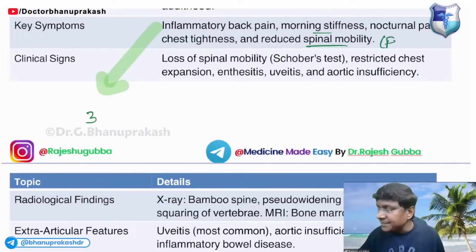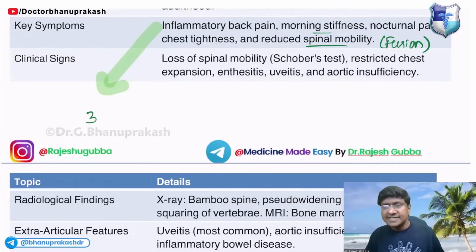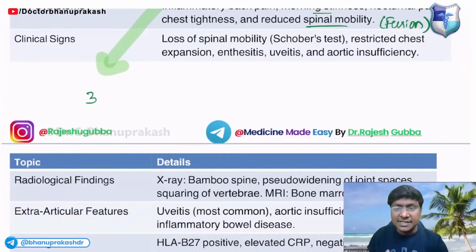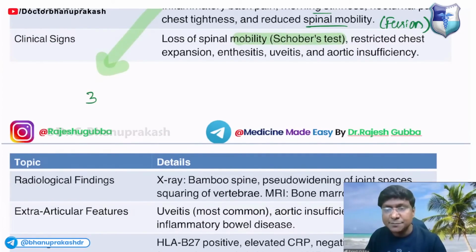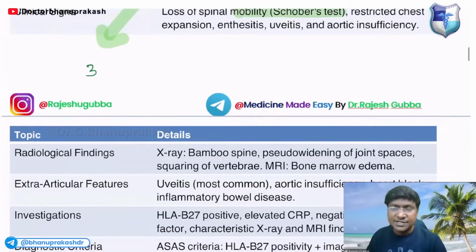Why is there reduced spine mobility? Because there is fusion of the vertebra. That is the reason why you have reduced spine mobility. Now, what is the test that we do for assessing spine mobility? It is the Schober's test, and the Schober's test will tell you that there is restricted spine mobility. Not only that, in these individuals there will be restricted chest expansion.